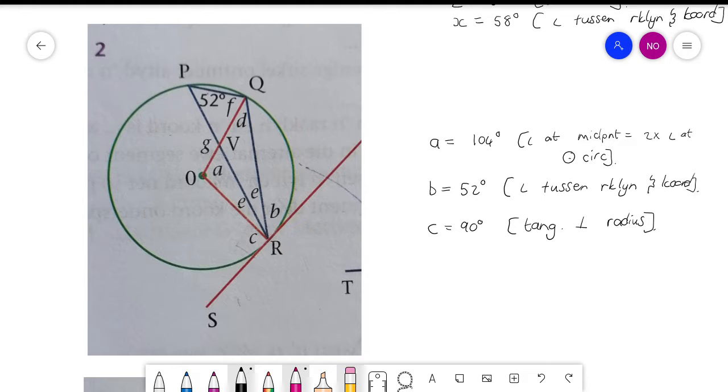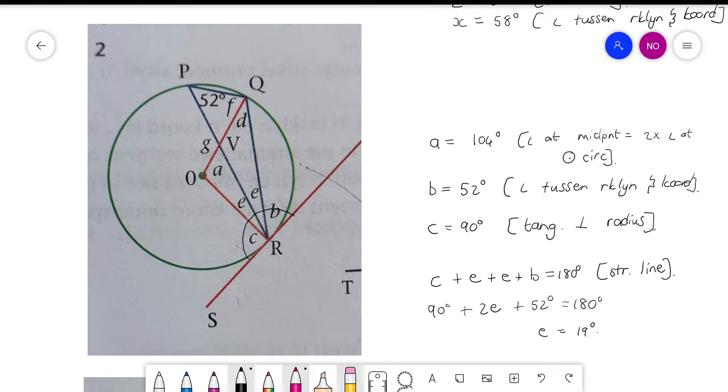Now we can go looking at these two at E, because we know that this forms a 180 degree. Okay, so you can say that C plus E plus E plus B must be equal to 180 degrees, and your reason is straight line. Okay, we already have C. We can add those two E, and we already have B as 52 degrees. And then you simply need to solve. So E is equal to 19 degrees. Okay.